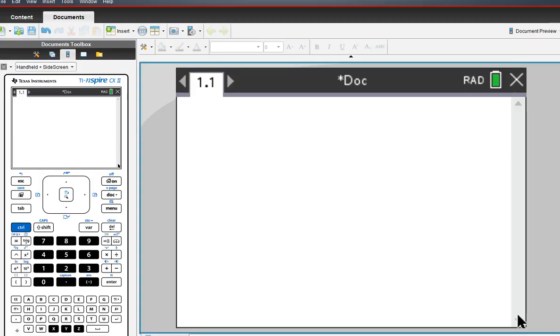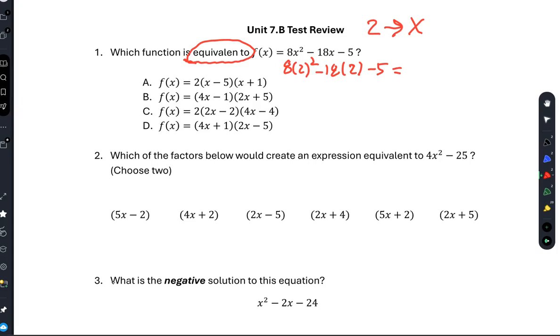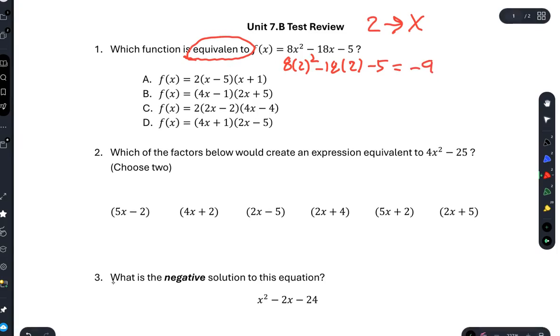So let's go to our calculator. We're going to do 2, Control VAR is store, and then we're going to store X. Now then, we're going to type in our equation, which is 8x squared minus 18x minus 5. You do not type in the f of x. Hit enter, and we get negative 9. I'm going to go back to my paper. This is equal to negative 9. One of these choices will be negative 9.